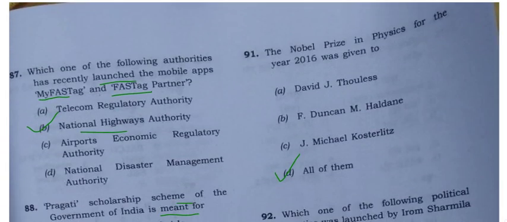The Nobel Prize in Physics for the year 2016 was given. All of them was given. David J. Thouless, F. Duncan M. Haldane, and J. Michael Kosterlitz. So all of them was given the Nobel Prize in Physics.